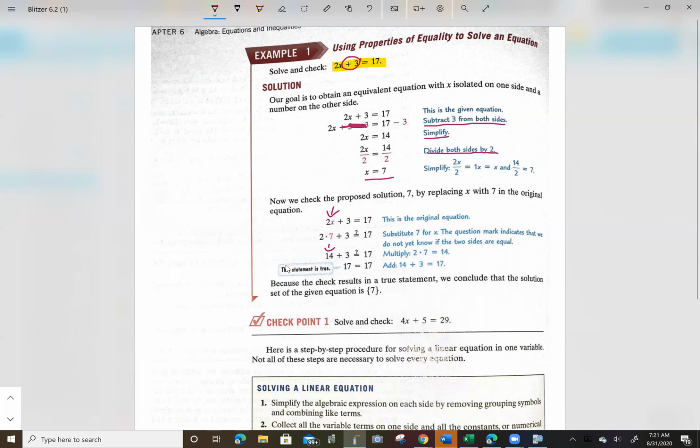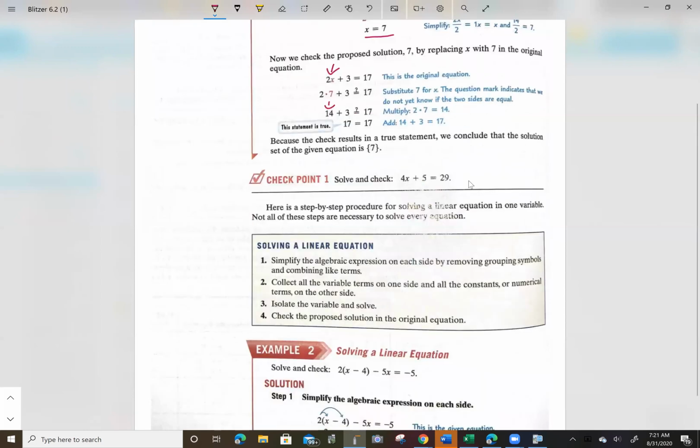What I would love for you to do is, in your notes for sure, try this checkpoint. Okay, 4 times some number plus 5 is 29. The first thing you're going to do, it looks like, is subtract 5 from both sides, and then divide both sides by 4. So take a moment, pause this video, and try that.